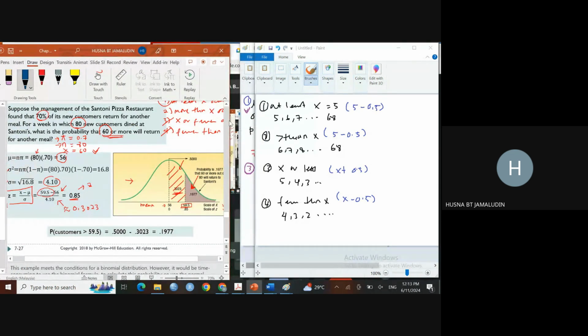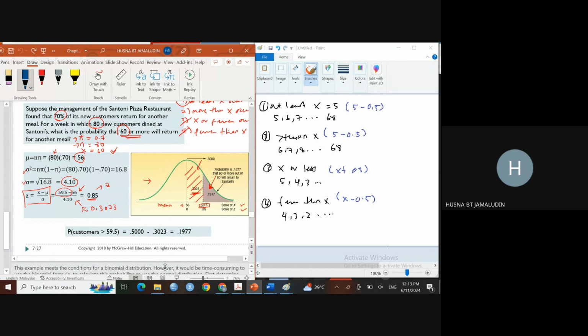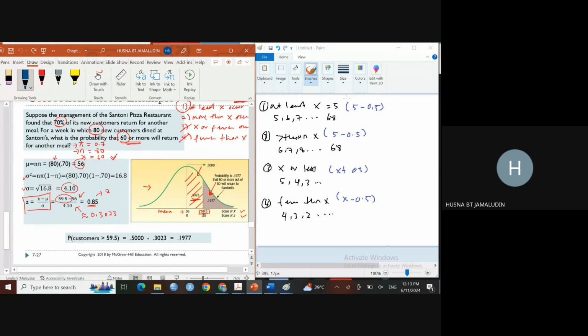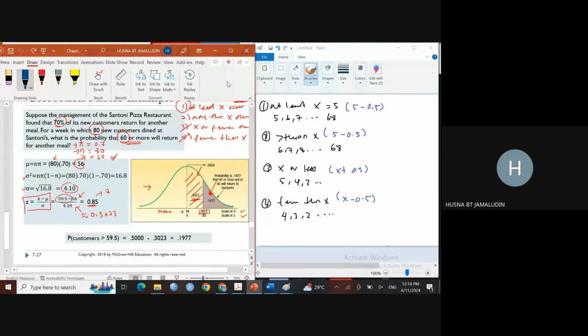Now let's look at the example. I want to make it bigger so that you can see it clearly. Let's use a different color. Suppose you are given that 70% of new customers return for another meal. Remember, in the continuous probability distribution, you will be given mu and sigma to apply the formula of z. But now you are given the pi. Remember, 70% is a percentage.